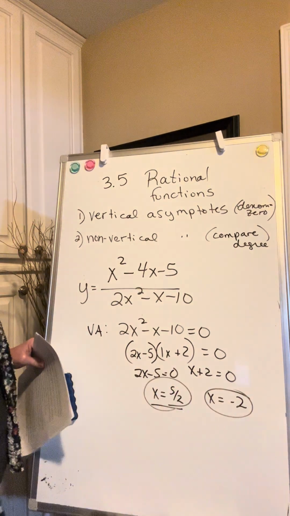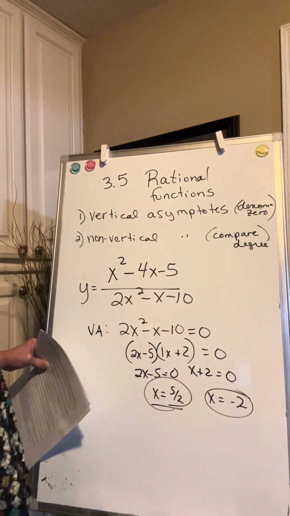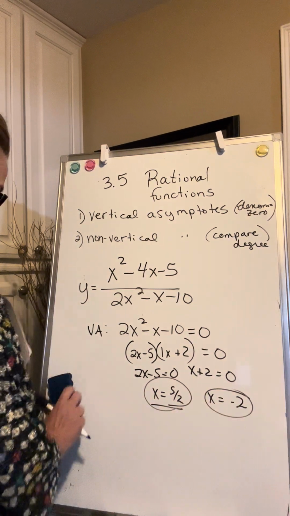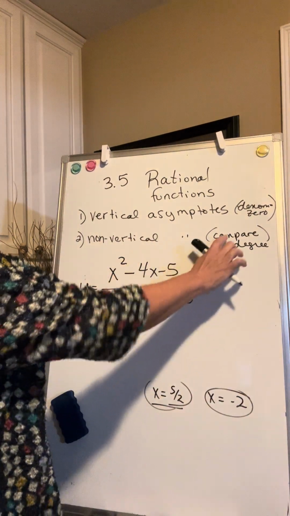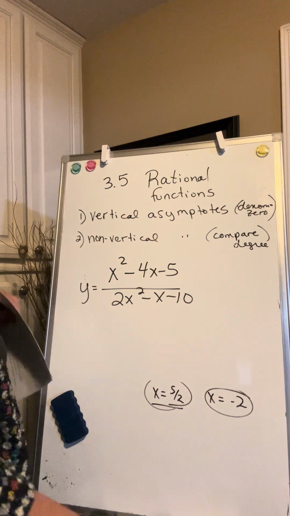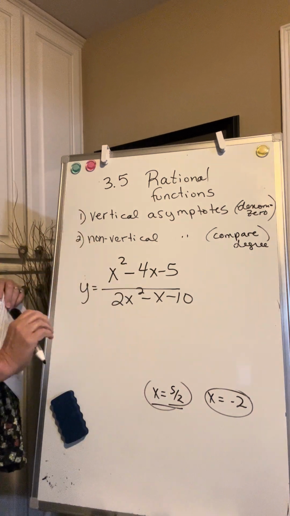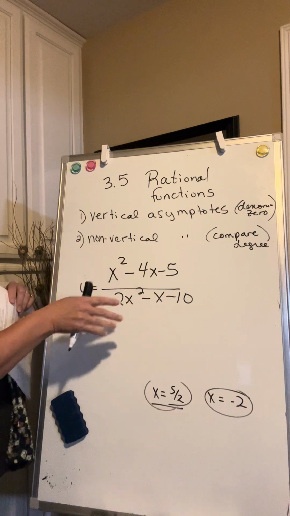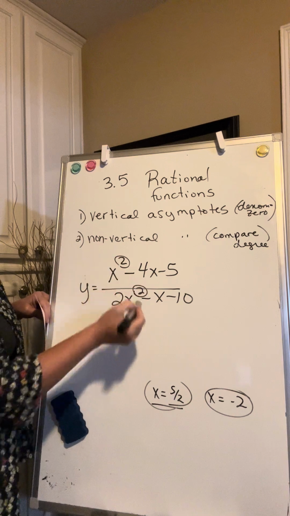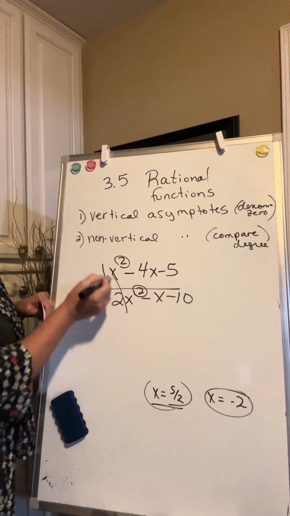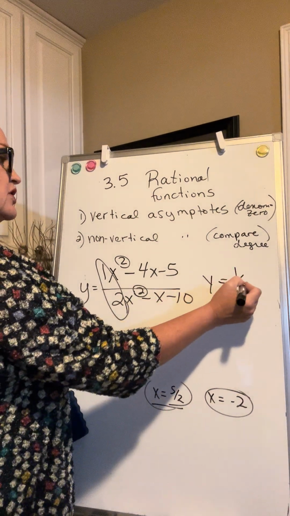We can take that information right now and write out the domain, just excluding those 2 points where the graph is undefined. For the other asymptote, the non-vertical one, it is found by comparing the degree. We have 3 rules when we compare the degree: if the top is less, if they're the same, and if the top is more. Well, here we have the same degree, and the rule says you divide the numbers in front, the leading coefficients. So that's y equals 1 over 2.